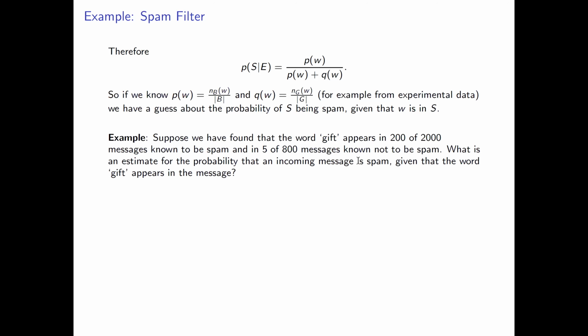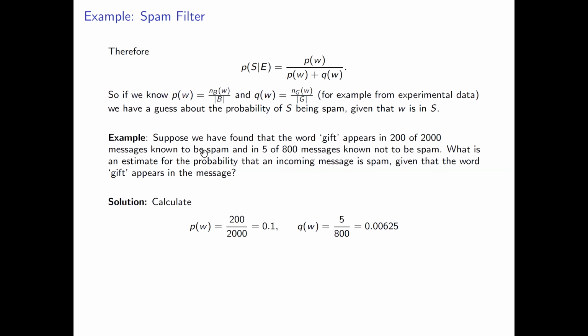Right, and so the question is, what is a good estimate for the probability that an incoming email we receive is spam, given that the word gift appears in this message? So this is exactly the sort of problem we've just been analyzing in a little bit more abstraction. Right, and so what's the solution? Well, we'll just interpret this using Bayes' theorem and then plug in this formula that we just derived.